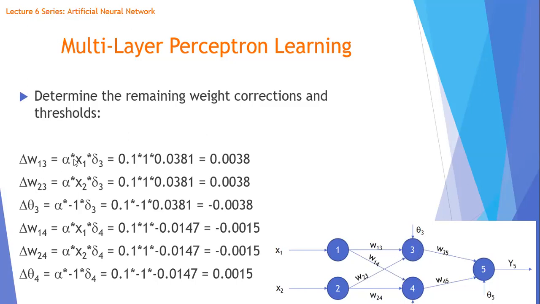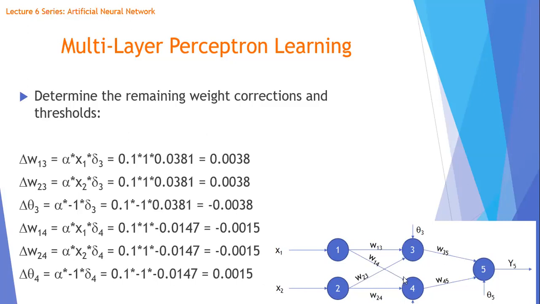So in this case, just x1 is going to change. If you want to correct for the weight W23, which is also connected to this neuron 3 here, you have to use x2 in that case because the input is x2. Now the values are the same for alpha and for delta 3. If you want to correct for the threshold theta 3, the input is always minus 1 times alpha times delta 3. So this is what you're getting.